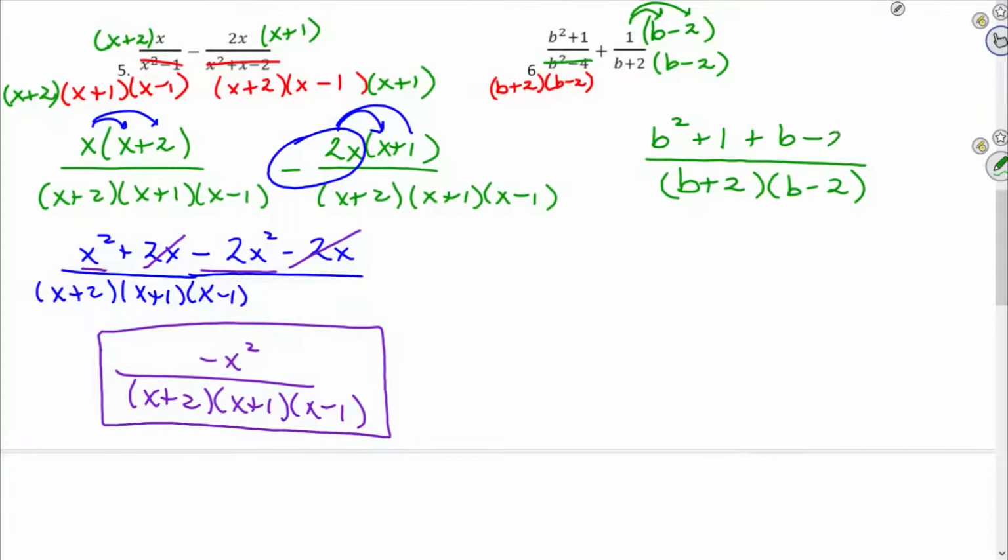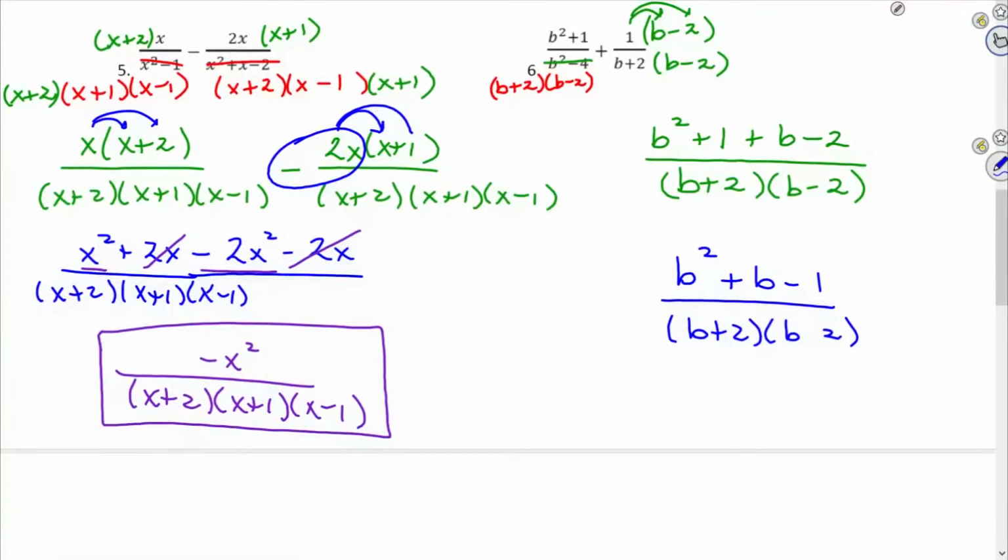1 times negative 2 is negative 2. Okay, and now I'll combine like terms. Okay, I get b squared plus b, and then 1 minus 2 is a negative 1, over b plus 2, b minus 2.